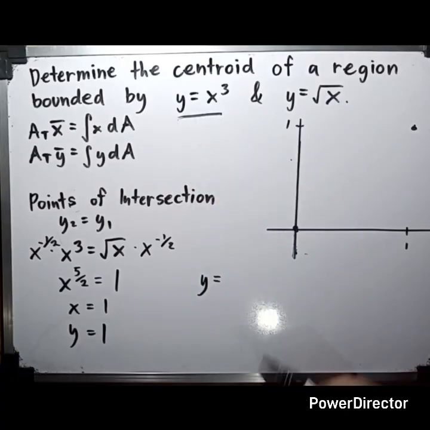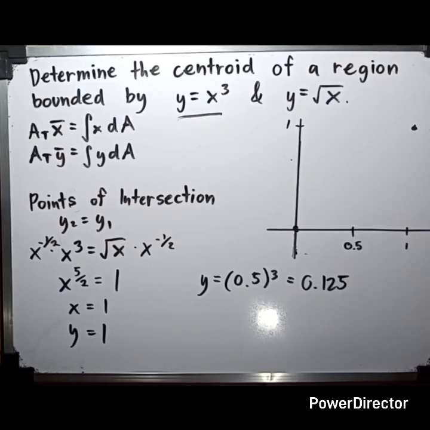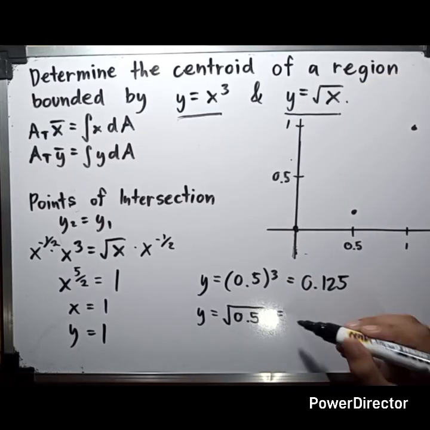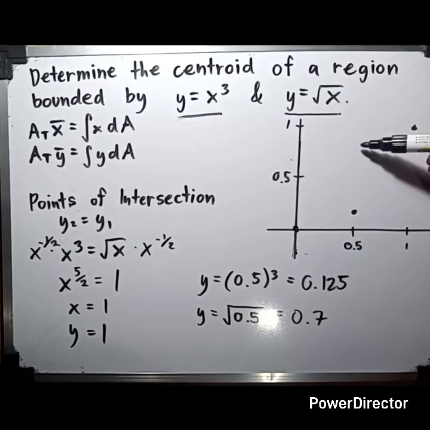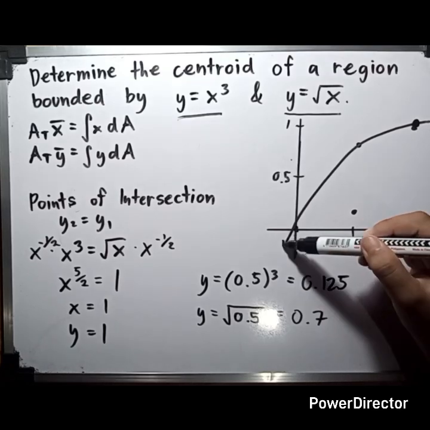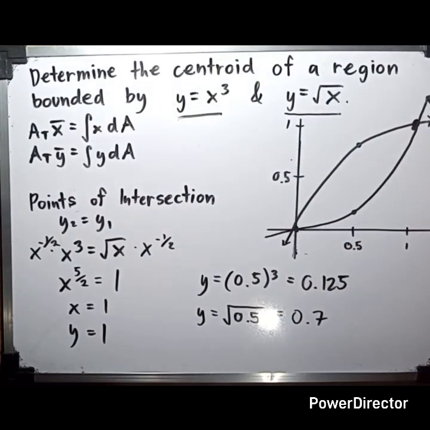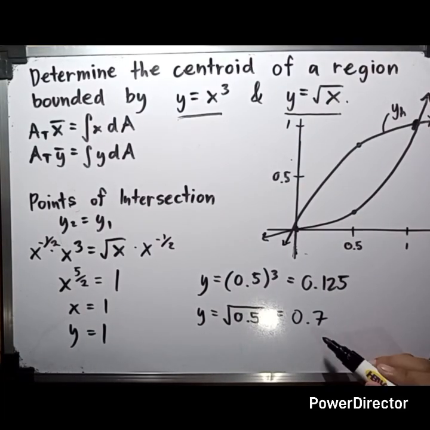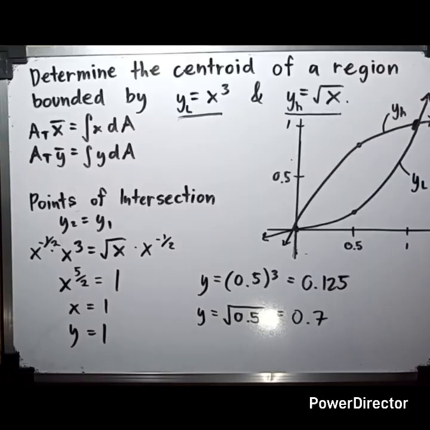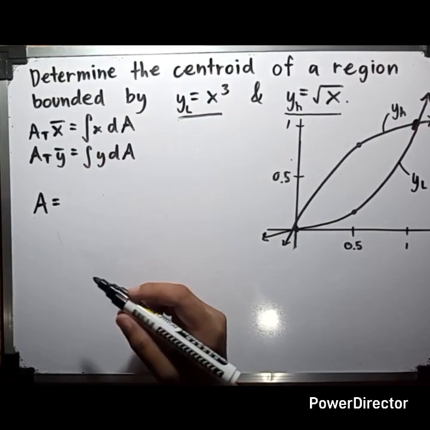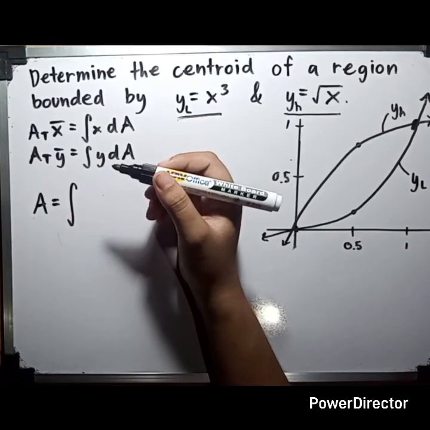To plot the curves of the given functions, we try to input values of a variable between the points of intersection. We now know the given function y equals square root of x is the upper curve, and the lower curve is the function y equals x cubed. Now we have an area bounded by these curves. We can now use integration to find the area.